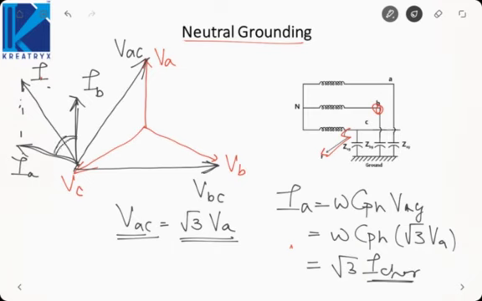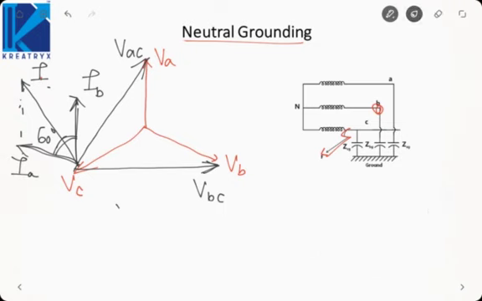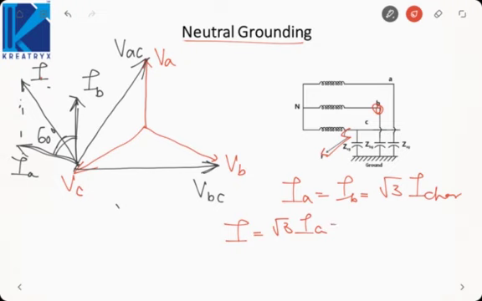Now the angle between these two currents is 60 degrees. So the resultant is actually root 3 times the individual vector. Here IA is equal to IB is equal to root 3 times I charging, and the resultant I will be equal to root 3 IA, which is equal to 3 times I charging. So 3 times the line charging current will flow if the neutral is left ungrounded. How will it flow? It will flow in phase A and B, and it will come back through phase C.